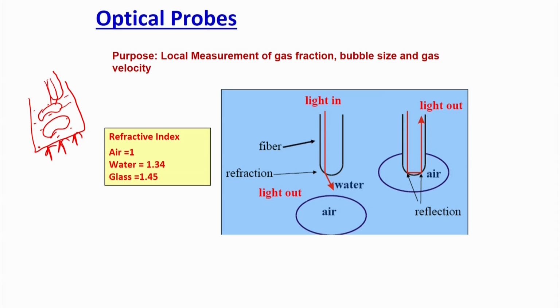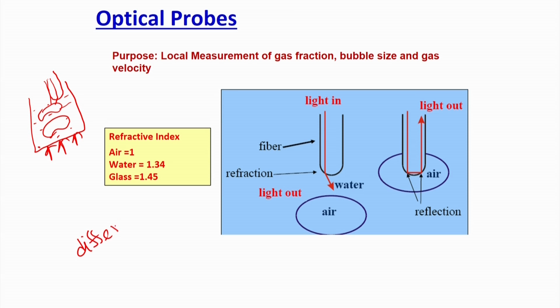Now, air typically has a refractive index of 1, water has 1.34 and glass has 1.45. Suppose I have a system in which only air and water are there. I have two fluids with different refractive indices, so they will refract the light by a different percentage and the intensity recorded will be different. Similarly, if I have three phases, the same thing holds: the different phases will have different refractive indices. So, one of the major important things you need while using optical probes is that the different phases should have a different refractive index.